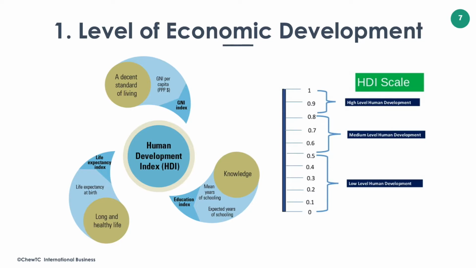Countries scoring less than 0.5 are classified as having low human development. Simply said, the quality of life is poor. Those scoring from 0.5 to 0.8 are classified as having medium human development, whereas those that score above 0.8 are classified as having high human development.